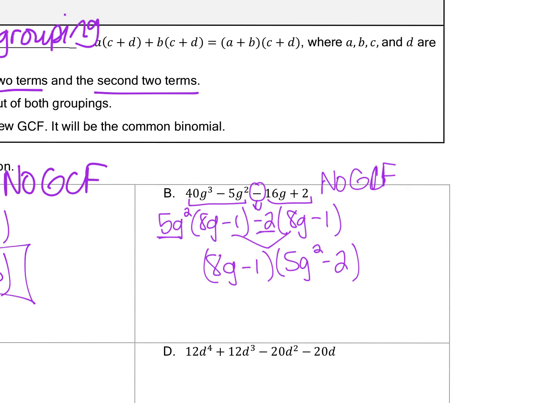If you wanted to check your answer, you could always use FOIL, multiply it back through, combine your like terms, and then it should always give you back that original if those are the correct factors.